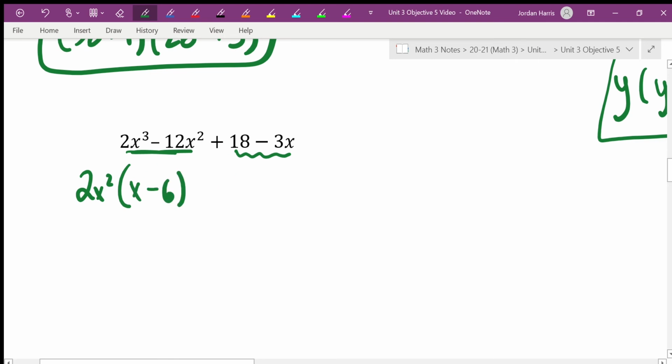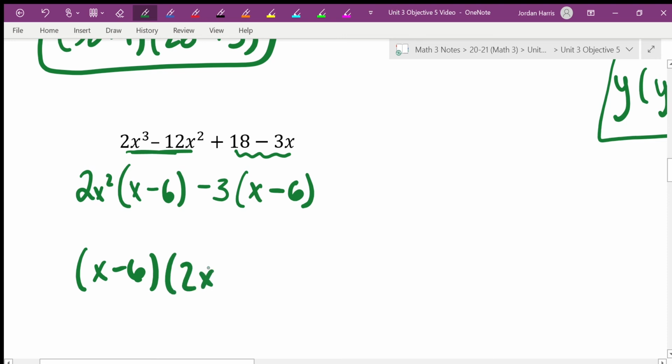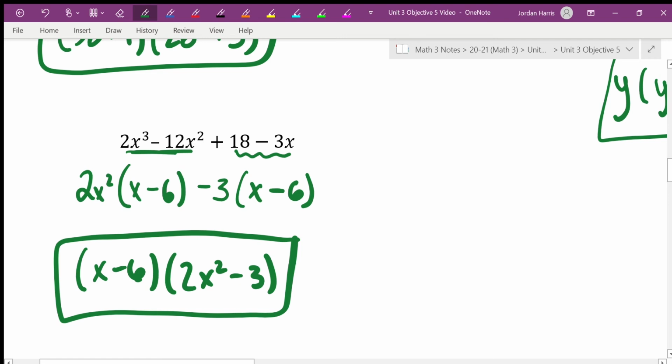This group has a 3 in common, but notice, if I take out just a 3, it's going to have the wrong symbol, right? I want positive x. This is going to be negative x. So I know I'm going to try negative 3, and that's going to flip them. So x minus 6, the x becomes positive, the 6 becomes negative because I took out a negative GCF. So I end up with x minus 6, 2x squared minus 3. And there we have it.